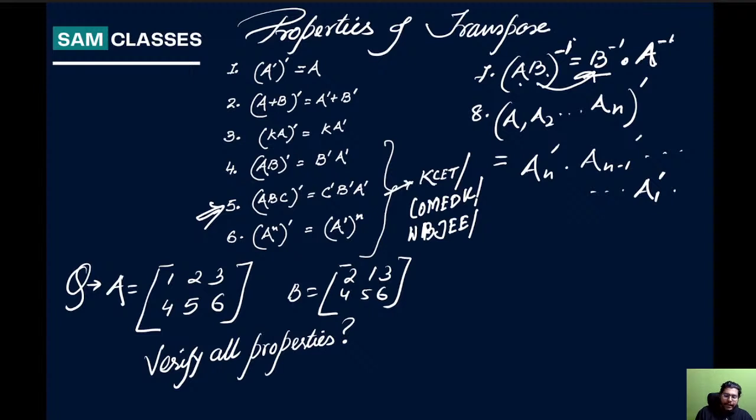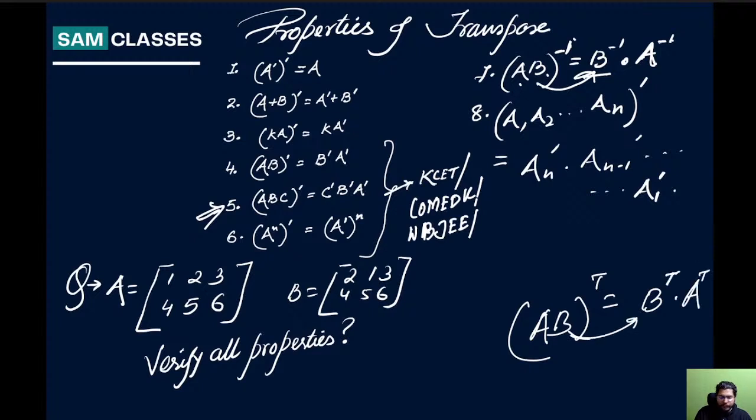Now, here what is important is this part. The fourth property is very important. If I do AB whole transpose, then what will happen? It will open as the second matrix transpose into the first matrix transpose. Very important. Okay? Clear? If I do AB whole transpose, that will be written as B transpose dot A transpose.